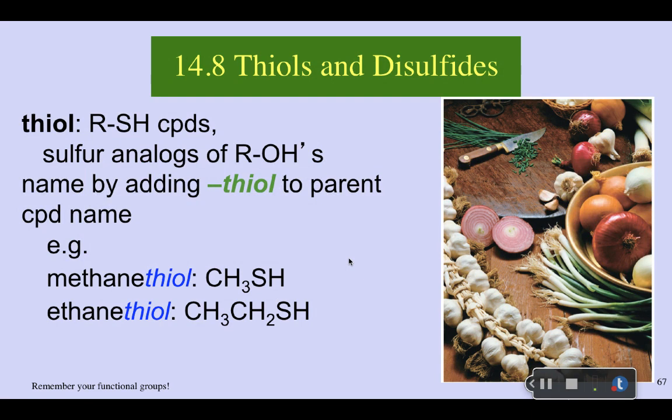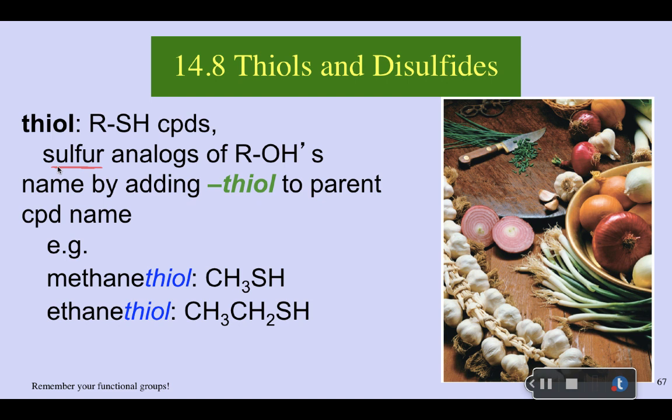The last part of this chapter that I'm going to put in this recording is about thiols and disulfides. These are the compounds that are famous for being present in things like garlic and onions. Take a look at that picture there. Things that you've got to be careful with because they're going to be offensive to your nose. And they are literally sulfur analogs of alcohols.